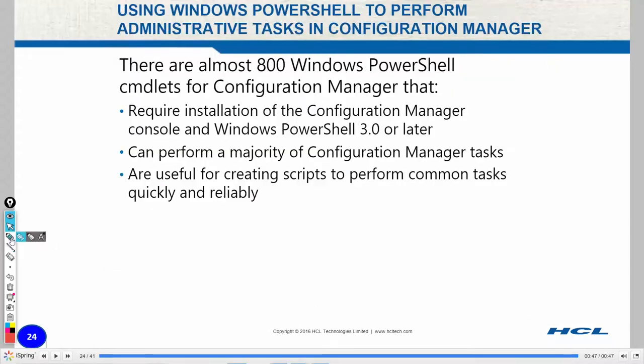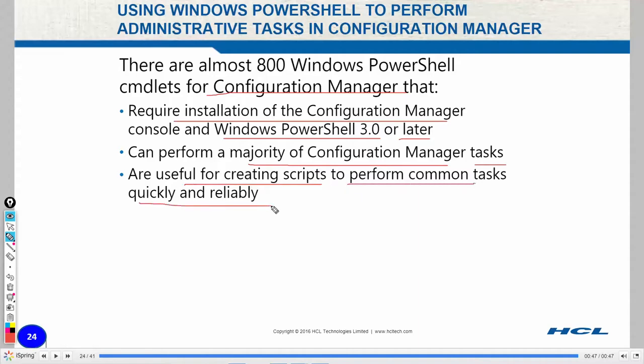Now there are almost 800 PowerShell cmdlets for SCCM. They require installation of the Configuration Manager console and Windows PowerShell 3.0 or later. So for SCCM you require PowerShell 3.0 or later, and now with Windows Server 2016 we have PowerShell 5.0. You can perform a majority of Configuration Manager tasks using PowerShell, useful for creating scripts to perform common tasks quickly and reliably. So that is the use of PowerShell.